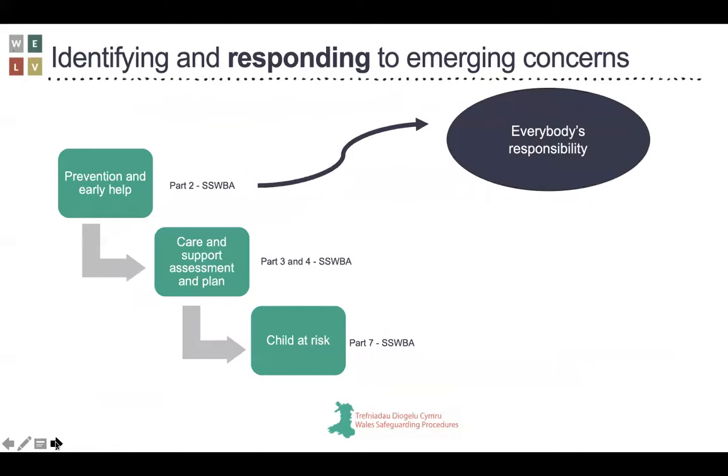When we're thinking about responding to emerging concerns, we see a close connection then with the duties and the different parts of the Social Services and Wellbeing Act. Where we are responding to emerging concerns at an early intervention and prevention point, we need to be making sure that we are operating to the duties that are set out in Part 2 of the Social Services and Wellbeing Act.